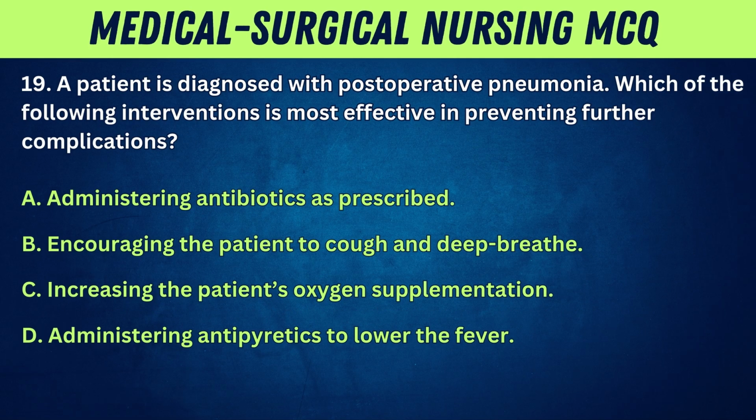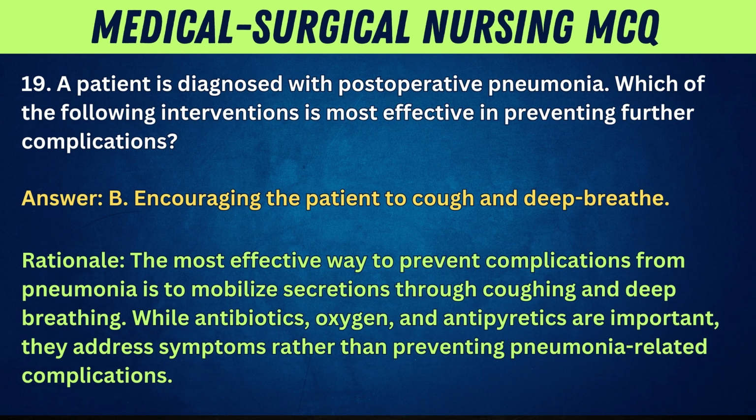19. A patient is diagnosed with postoperative pneumonia. Which of the following interventions is most effective in preventing further complications? A. Administering antibiotics as prescribed. B. Encouraging the patient to cough and deep breathe. C. Increasing the patient's oxygen supplementation. D. Administering antipyretics to lower the fever. Answer: B. Encouraging the patient to cough and deep breathe.